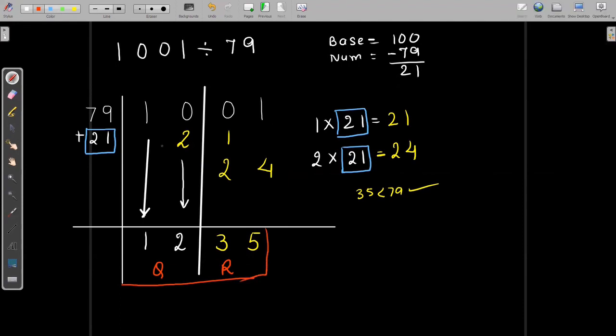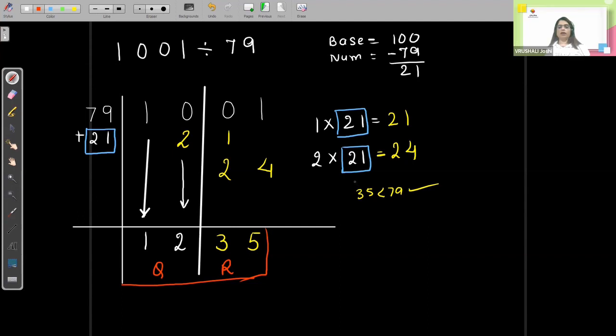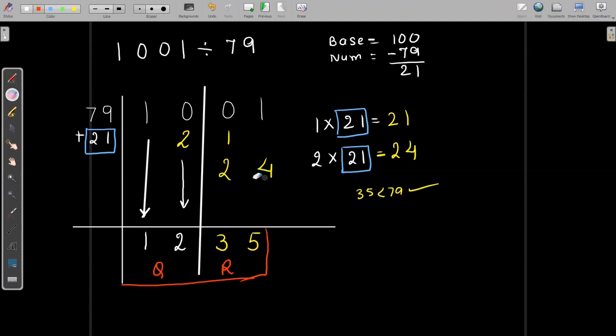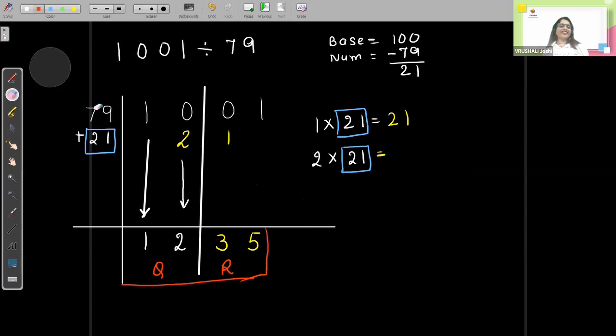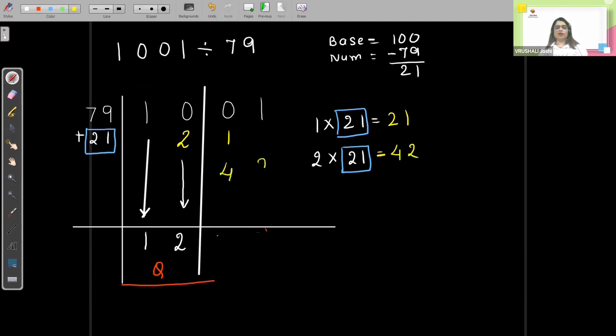Ma'am, how is 21 2s are 24? Oh, how did you get 24? Yes, my bad. 21 into 2 is 42. New mathematics I will invent like this. So that's equal to 42. That's equal to 53. Sorry. Yes, ma'am. Yes, that's the answer.